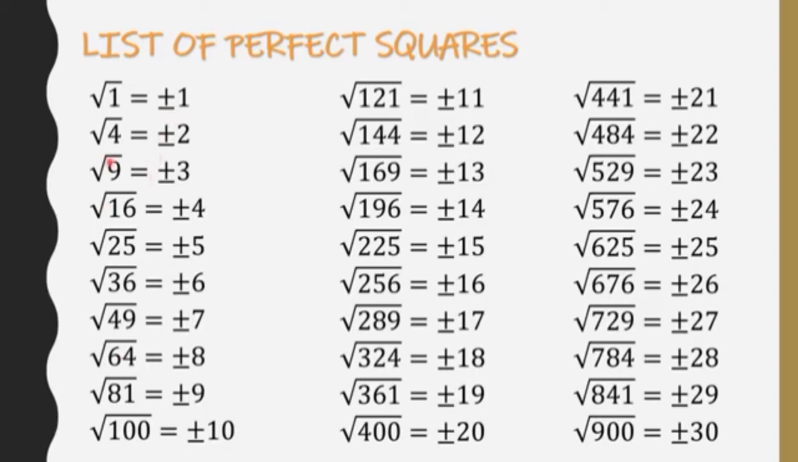So, katulad dito sa square root of 4. So, paano ba natin makukuha ang 2 o ang 4? So, positive 2 times positive 2 is equal to 4. Negative 2 times negative 2 is also equal to 4. So, when we say square root of 4, dapat ang sagot is positive or negative 2. Ganon din sa mga sumunod pang numbers.